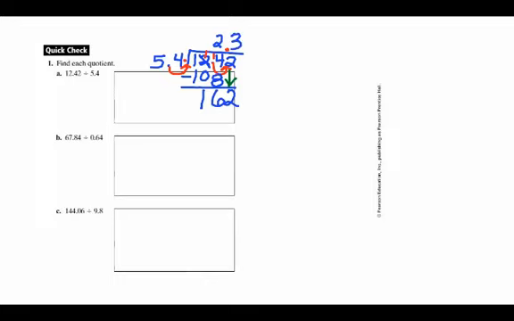3 times 4 is 12. Write the 2, carry the 1. 3 times 5 is 15, plus 1 is 16. Then when we subtract, we have 162 minus 162, which is 0.